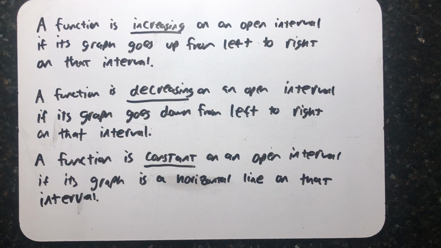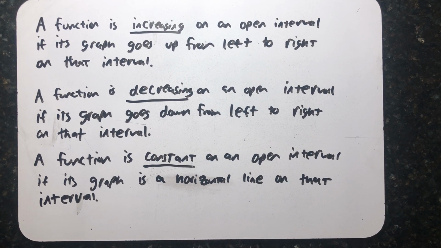In this video, we're going to talk about three important definitions. What it means for a function to be increasing, decreasing, or constant on open intervals. A function is increasing on an open interval if its graph goes up from left to right on that interval. That's not a very formal definition. We'll see a much more formal math definition here in a moment, but right now this is an intuitive understanding of what it means for a function to be increasing.